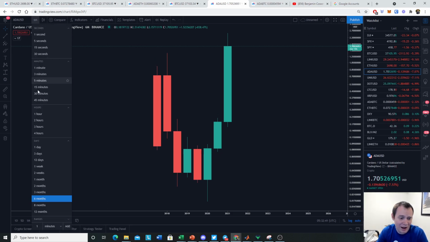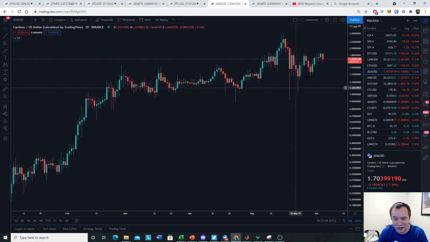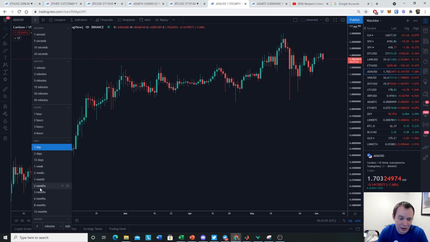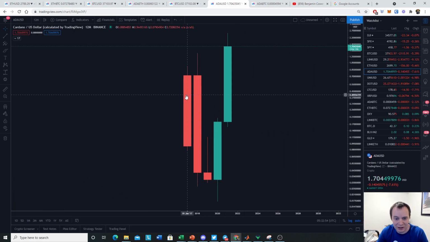ADA has really not had any huge sustained corrections to the downside. Yes, it had a 60% correction. So far, it's recovered relatively well. Let's go look at 12-month candles. These ones are just ridiculous because we had a pretty bad 12-month candle over here, negative 94%.